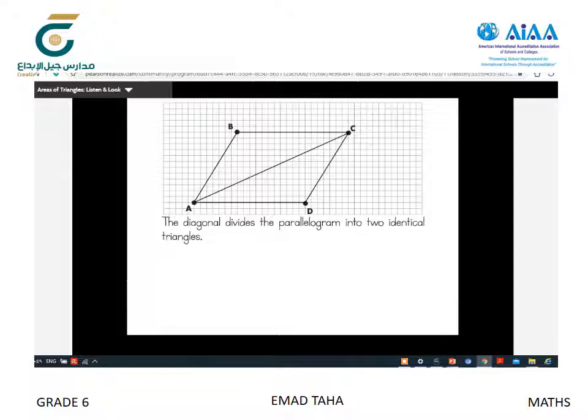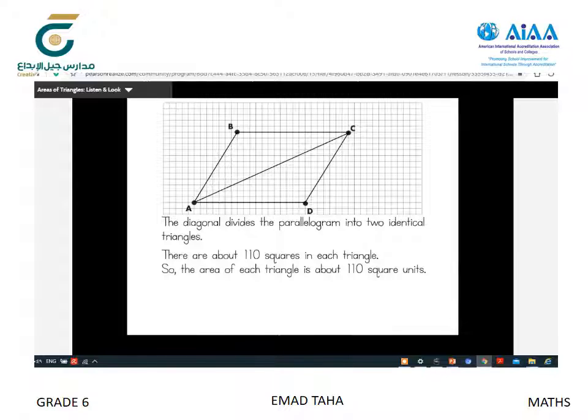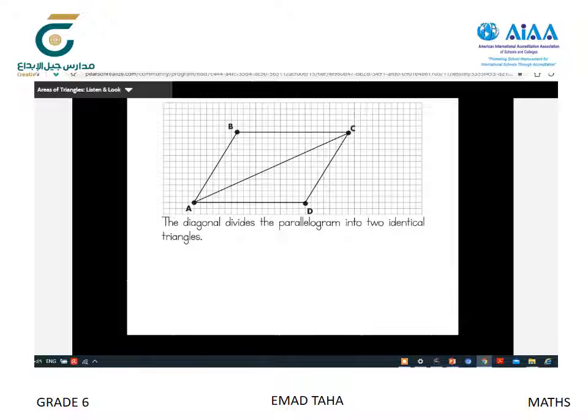However, some of these students may not make the connection between the area of each triangle and the area of the parallelogram. So, they may count the number of squares in one triangle to find that the area of each triangle is approximately 110 square units. While this is a good estimate, point out to these students that there is a more efficient and precise method that they could use. Ask these students how the area of each triangle relates to the area of the whole parallelogram. Because the triangles are identical, students should understand that each triangle has half of the area of the parallelogram. Then encourage them to use this information and the formula for the area of a parallelogram to find the area of each triangle.